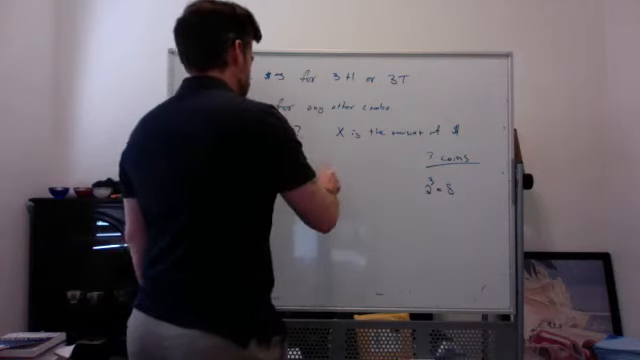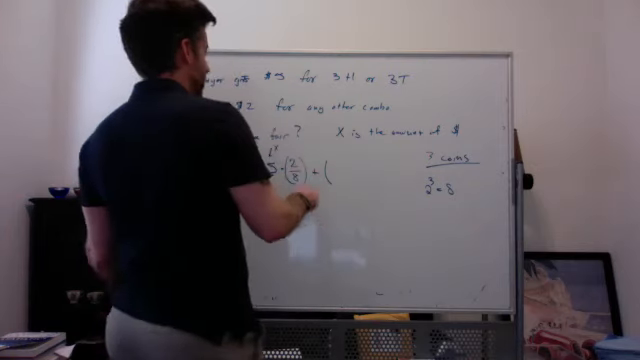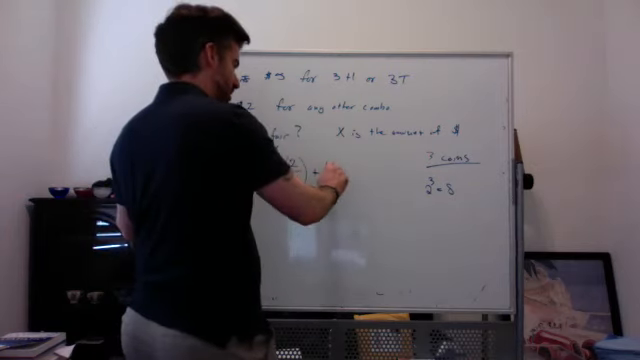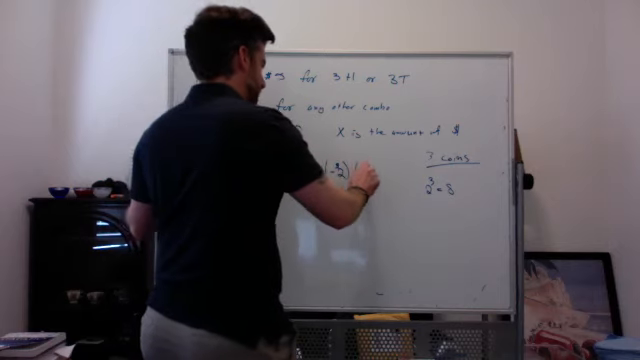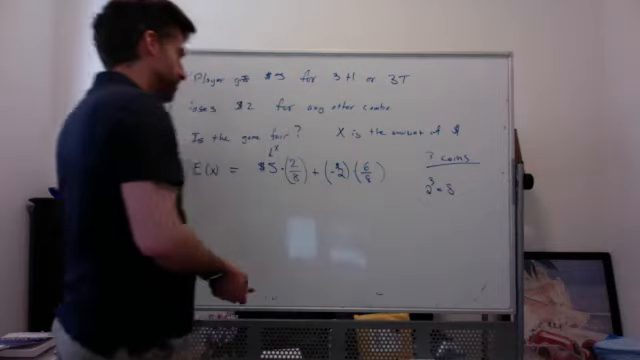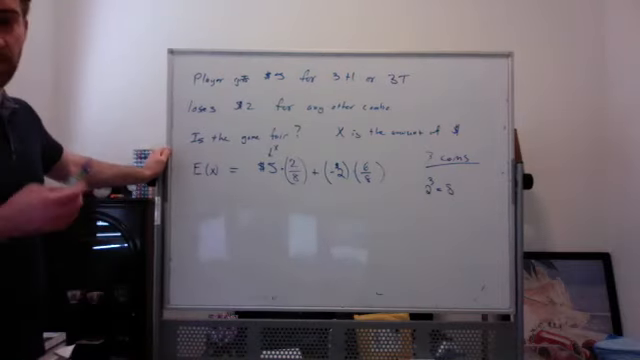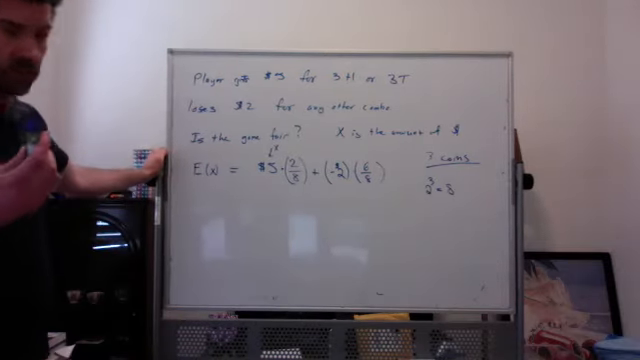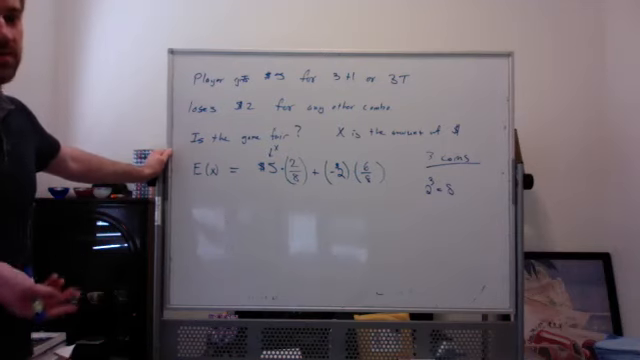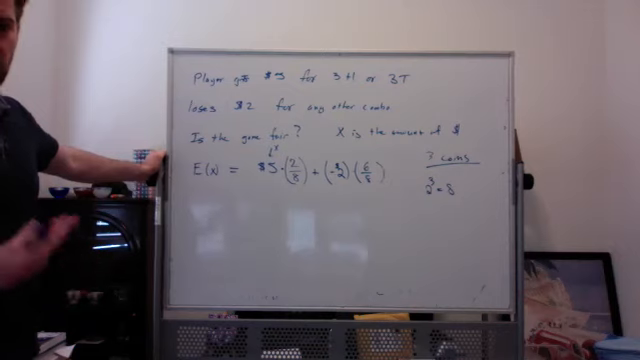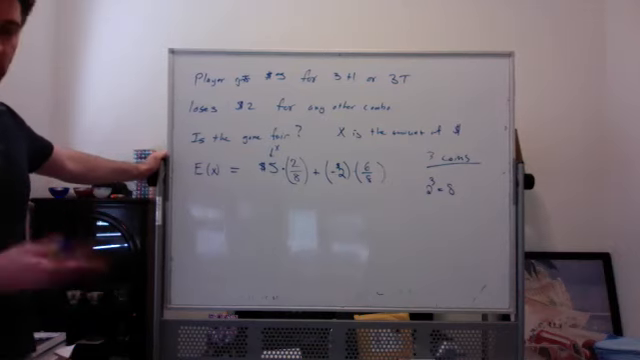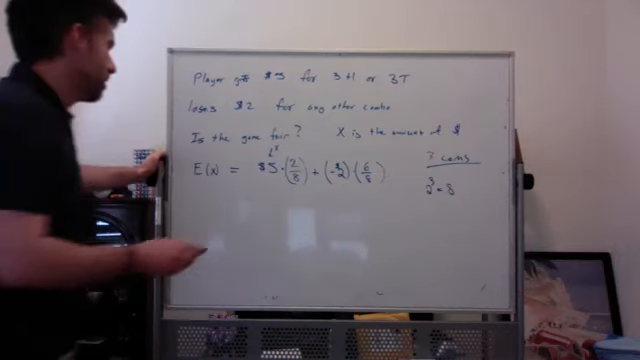So the other X value is losing $2, which is negative $2, times a 6/8 probability. If this turns out to be positive, that means we should play. If it's a positive expected value and you've got infinite funds, you can just keep playing, and eventually over the long term, the averages will play out and you will expect to win.